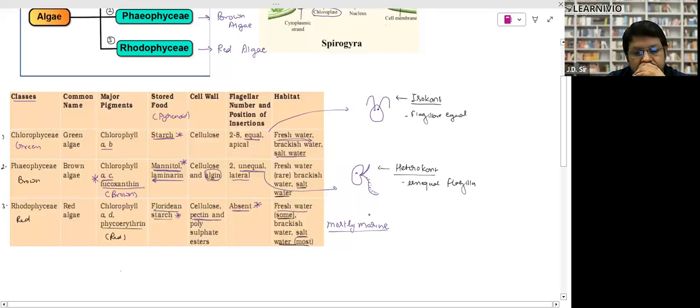Sir, what are mannitol and laminarin, like a name for stored food? Yes. Inside the pyrenoid, either there will be mannitol or there will be laminarin. Mannitol is like an oily, fatty substance. Laminarin is a type of carbohydrate.